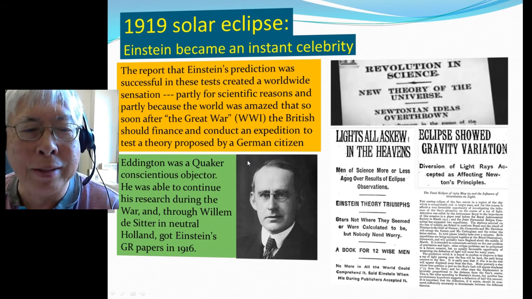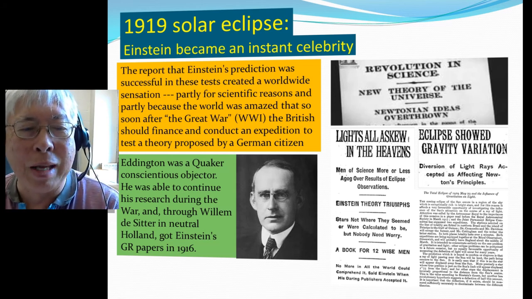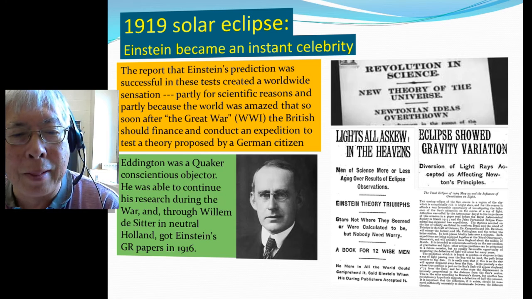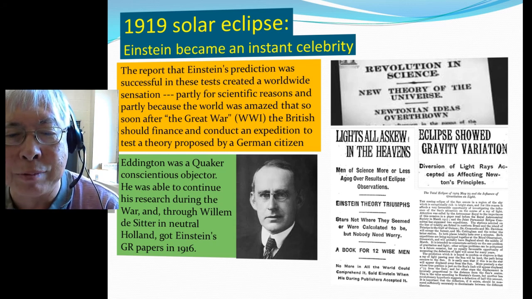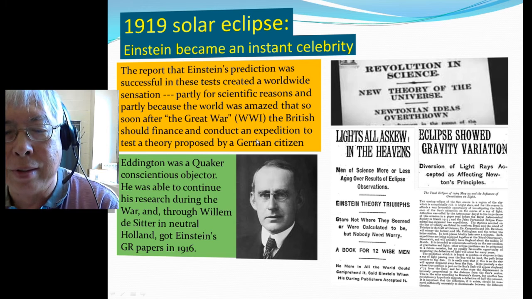Let me make a comment about Eddington. Eddington was a Quaker conscientious objector, and with the Astronomer Royal Dyson's help, he was able to continue his research during the war. Okay, and then in 1916, De Sitter in Holland was able to transmit Einstein's paper to Eddington. The British Library was not able to receive anything from Germany, but Eddington was able to receive Einstein's paper. And then he was convinced of its importance, so he persuaded the Royal Astronomical Society to mount these eclipse observations.